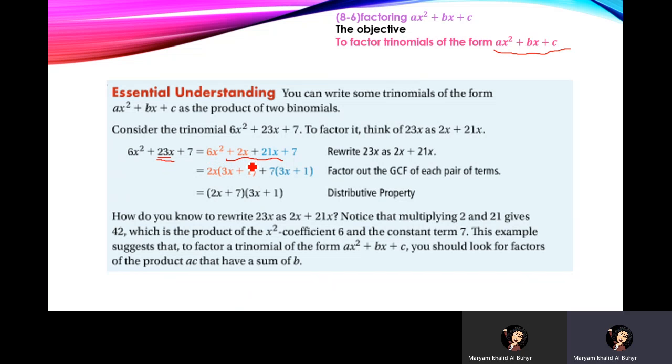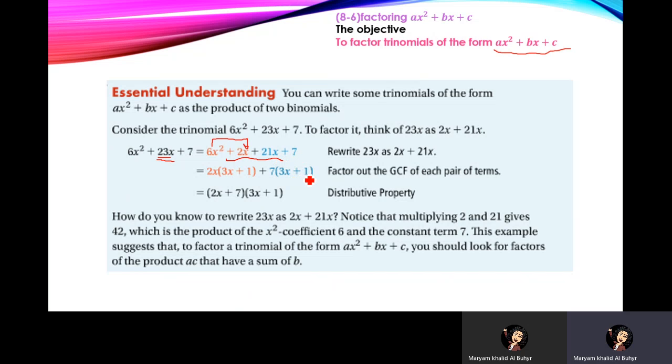Then I tried to take the common factor between the first two terms and the second two terms. That's what I did. So I factored 2x from this part. The greatest common factor between these two is 2x, and then the remaining inside is 3x plus 1. Same thing with this one. The common factor between these two terms is 7.